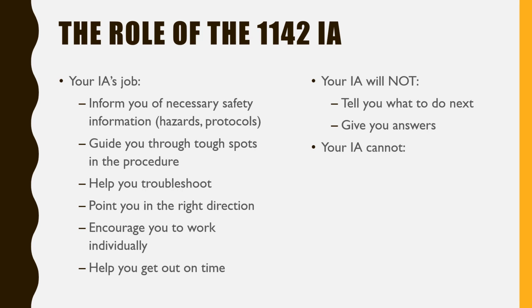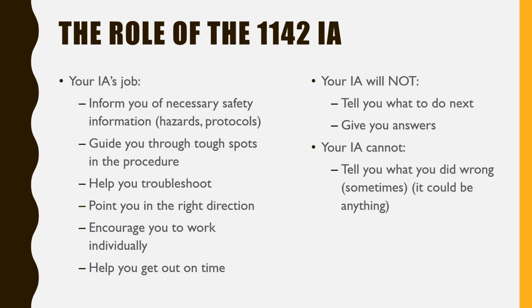Your IA cannot do certain things. And these are not cannots as in your IA doesn't have these capabilities, but more like people in general do not have these capabilities. For example, your IA cannot always tell you what you did wrong in an experiment. There are so many variables at play in an experiment, and when you have 20-something students in a lab, a lot of times, students miss steps, and if it's not a common thing that we see, it's very possible that your IA will not be able to look at your experiment and say, this is what you did wrong.